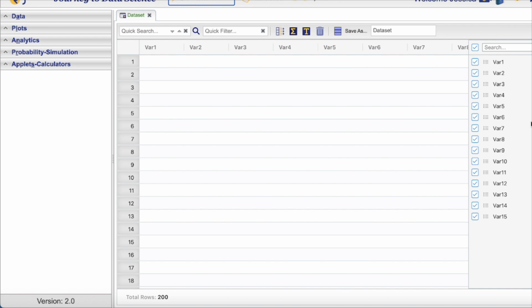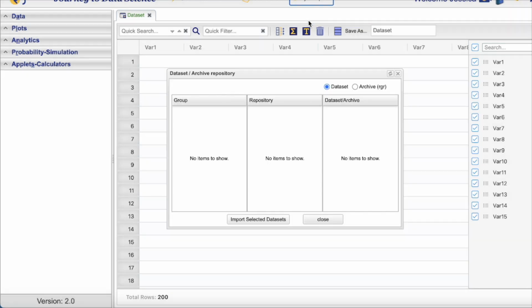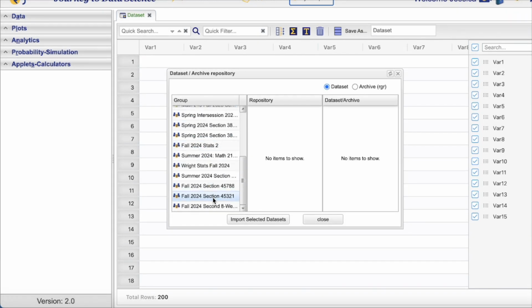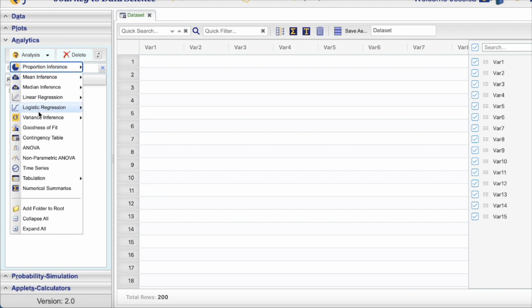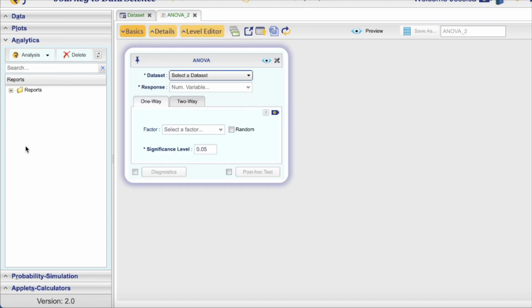Okay, so we're in our Rguroo. I have provided the data to you. If you go to Show My Groups and go to our class and click ISM Notes Data, import your Aldrin data set into your data toolbox. So where does ANOVA live? It lives in Analytics with all our other tests under ANOVA.